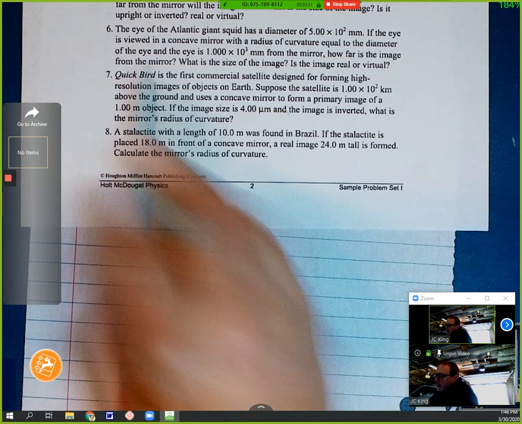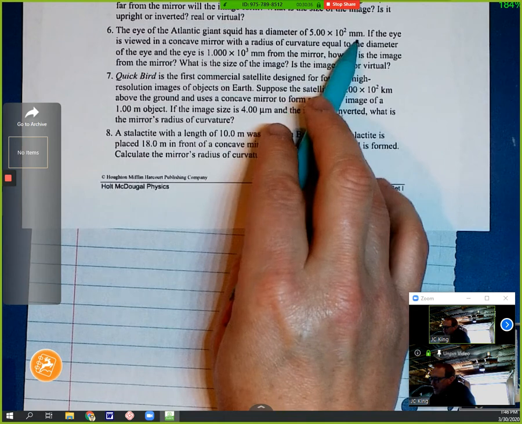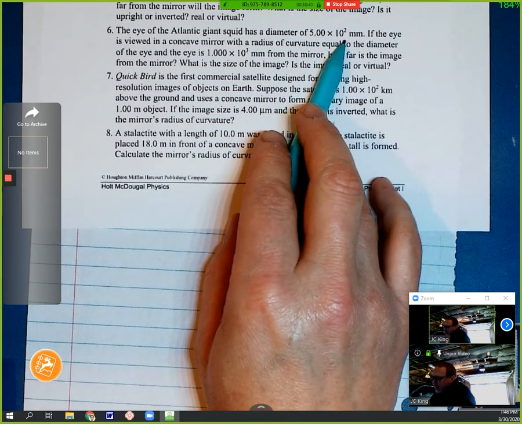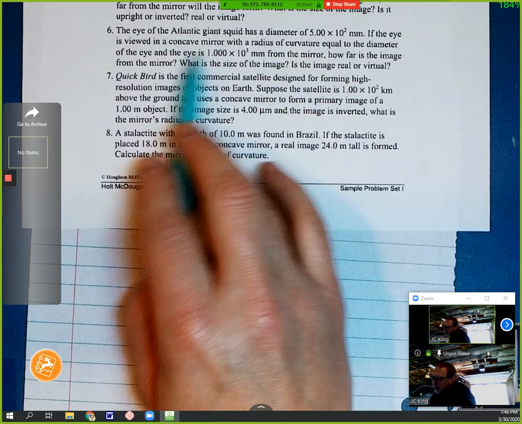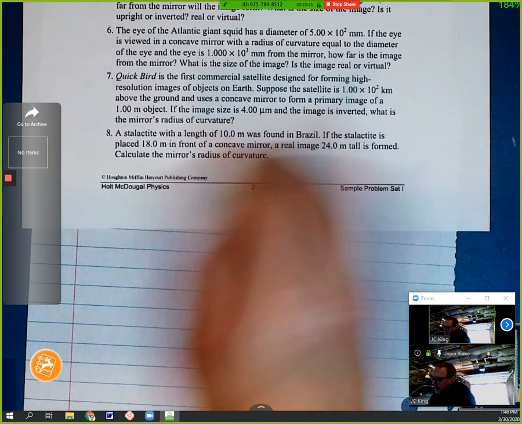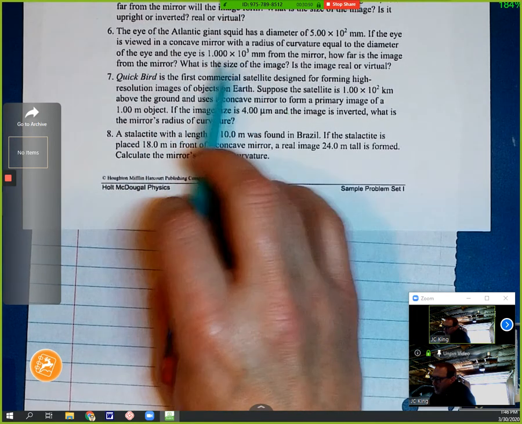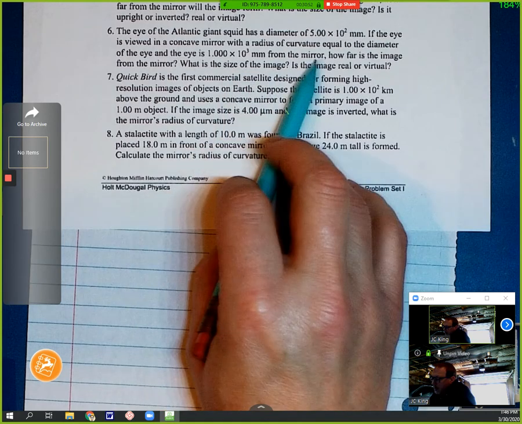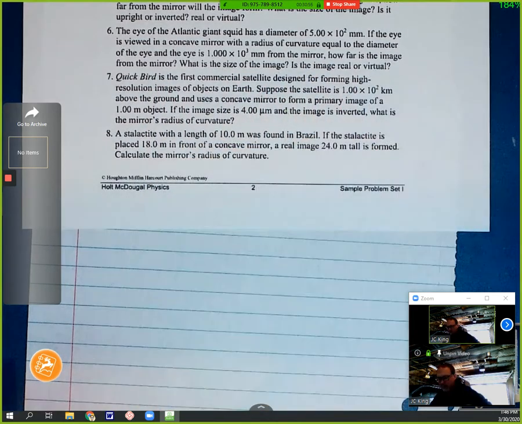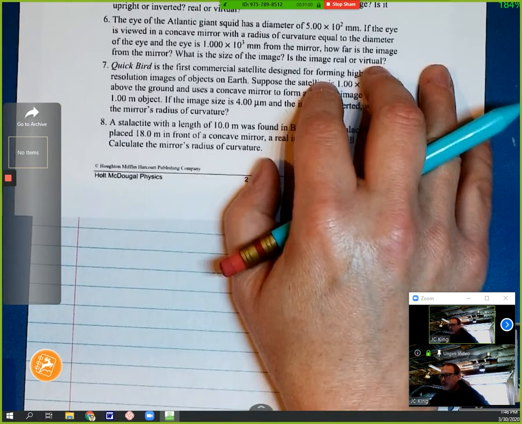The eye of the Atlantic giant squid has a diameter of 5 times 10 squared millimeters. Let's just say 500 millimeters. I hate when they do that. If the eye is viewed in a concave mirror with a radius of curvature equal to the diameter of the eye, and the eye is 1 times 10 cubed millimeters, or 1,000 millimeters from the mirror, how far is the image from the mirror? What's the size of the image? Is the image real or virtual? So lots to chew on right there. Let's take it apart little piece by little piece here.